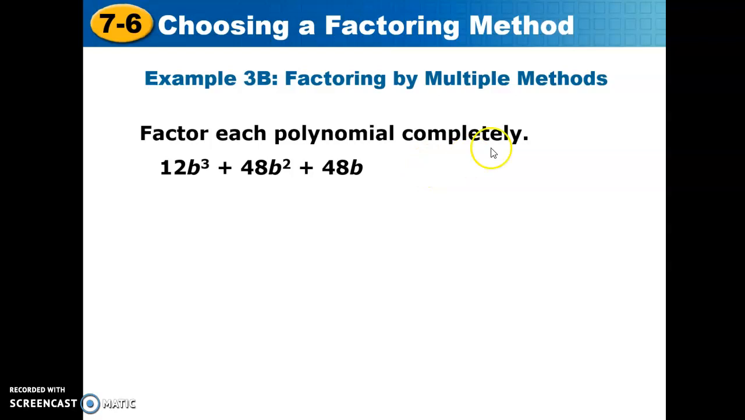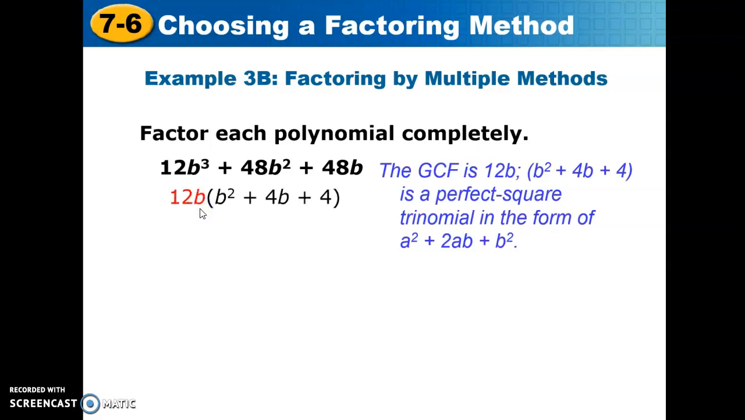Okay, factor each polynomial completely. Yet again, this jumps out at me. 12b cubed plus 48b squared plus 48b. 12 goes into 12, 48, and 48, right? And then there's a b in each one of these. So our GCF is going to be 12b.